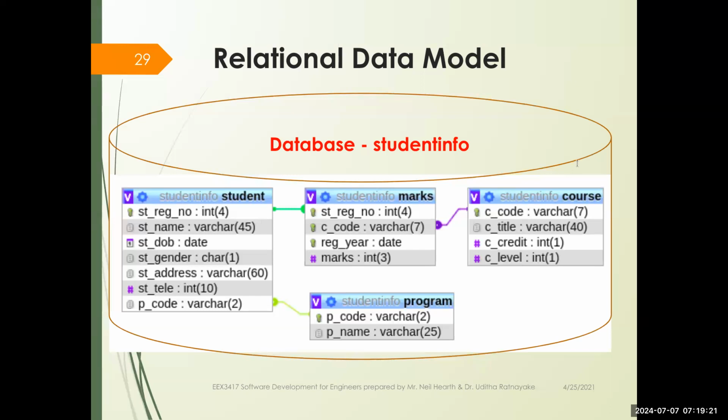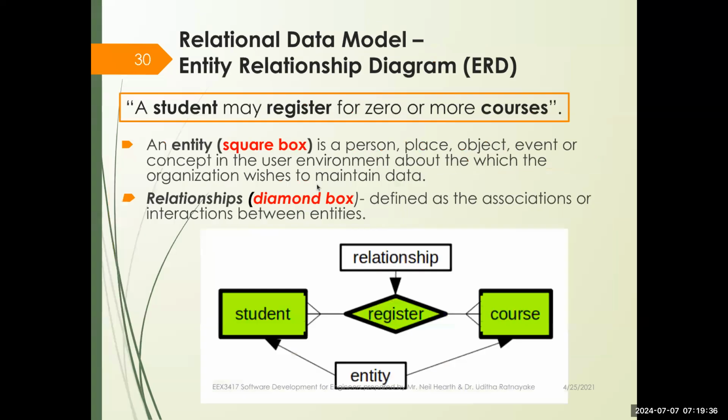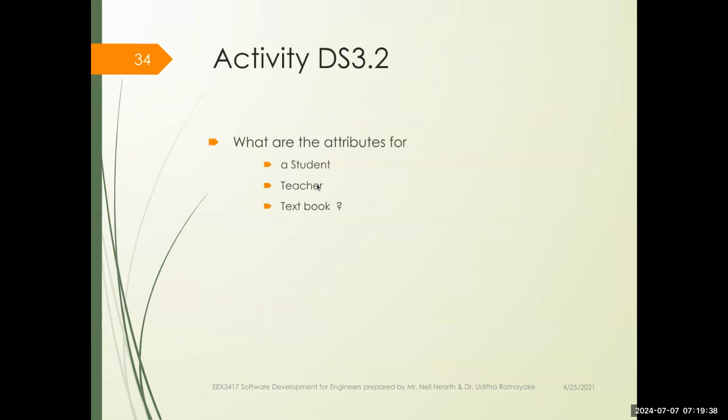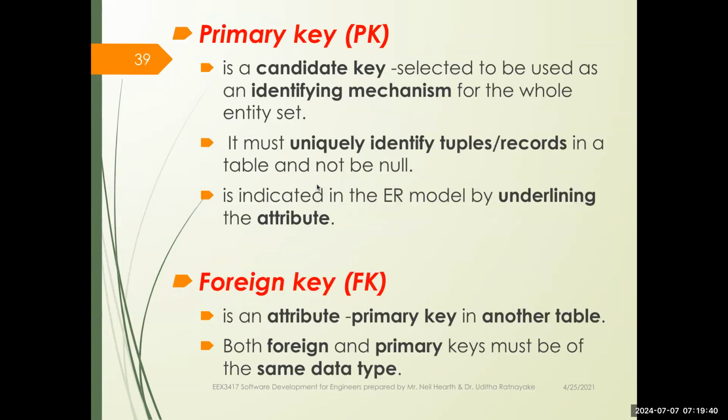Not only the course code in the marks table, but also the student registration number, is an attribute that is a primary key in another table. Both the foreign key and the primary key must have the same data type and the same length.